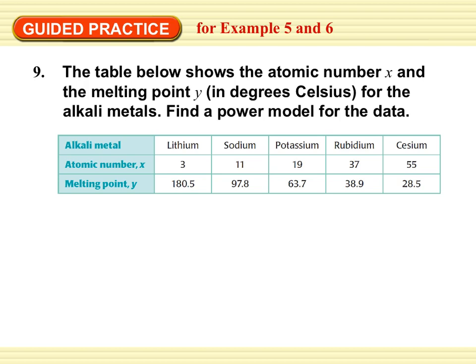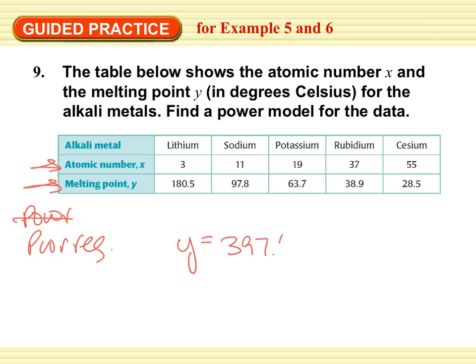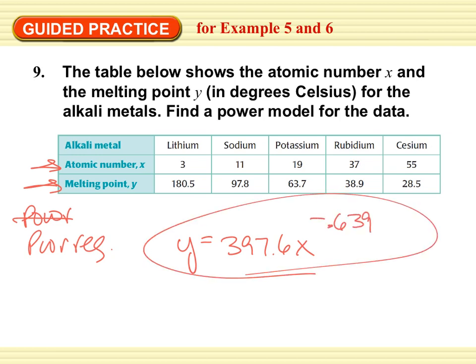All right, we're going to try this, okay? It's good practice. I'm going to put that in X, put that in Y, and do my power regression. I get y equals a, 397.6, x raised to the b, negative 0.639. Not too bad.